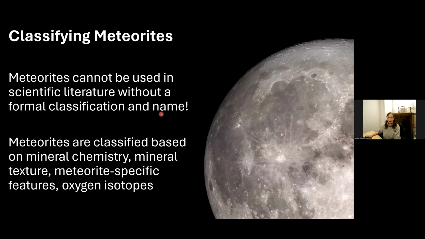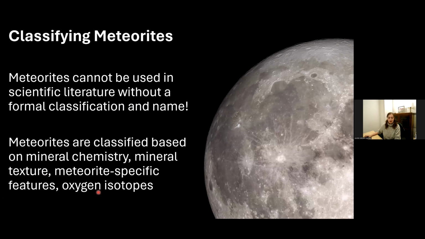They get given a sort of code at the front based on where they're from. So they get a little geographic indicator, and then they get a number, which is just which number from this area is it. We classify them based on mineral chemistry, but also mineral texture. They might have some meteorite-specific features like chondrules, but we can also do oxygen isotopes.